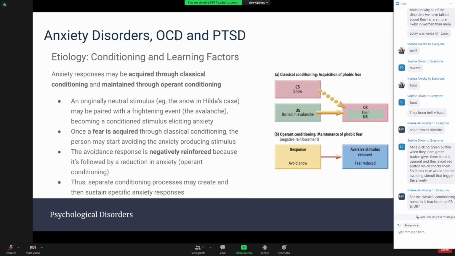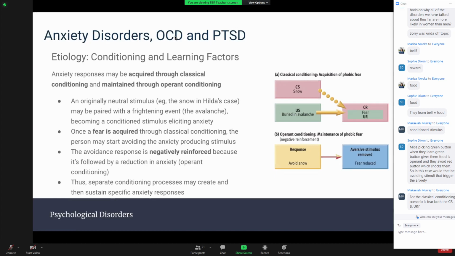Yeah, Michaela, that's correct. So for the classical conditioning, the snow was first unconditioned, then it became conditioned, which in turn became fear. And then Sophie is right in telling us about negative reinforcement. Yep, exactly. That's correct, Sophie. So that's the Skinner example of negative reinforcement. Perfect. So this is something to remember, that there is great evidence that this is also based in learning.